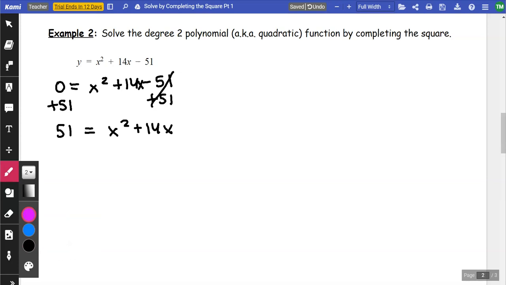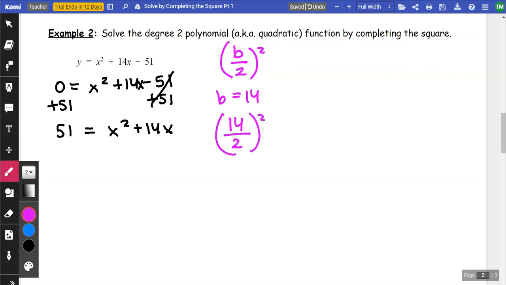So to do that, we're going to take b, divide it by 2, and square it. So our b is 14. We're going to take 14 divided by 2 and square it. 14 divided by 2 is 7. 7 squared is 49. So now we're going to take this 49 and add it to both sides of the equation.